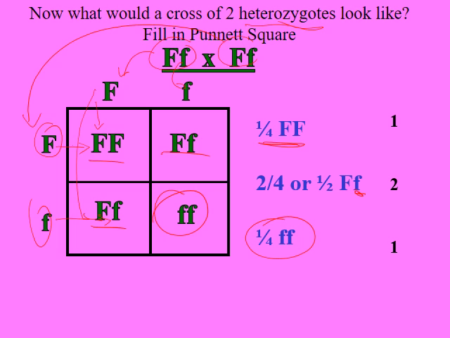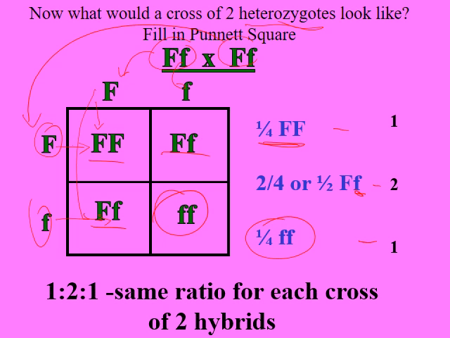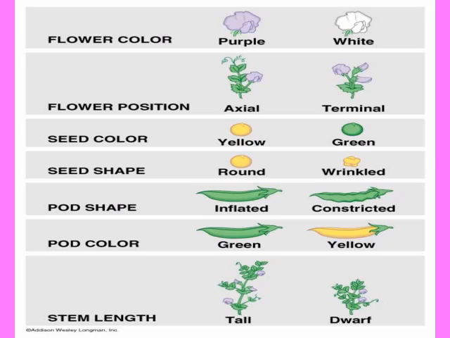So you get the same ratio of 1 to 2 to 1 every time you do a heterozygous cross. Doesn't matter what the gene is, it always comes up with this 1 to 2 to 1 ratio. 1 homozygous dominant to 2 heterozygous to 1 homozygous recessive offspring. Always the same ratio for any hybrid cross you do, and hybrid is a loose form for heterozygous individuals.